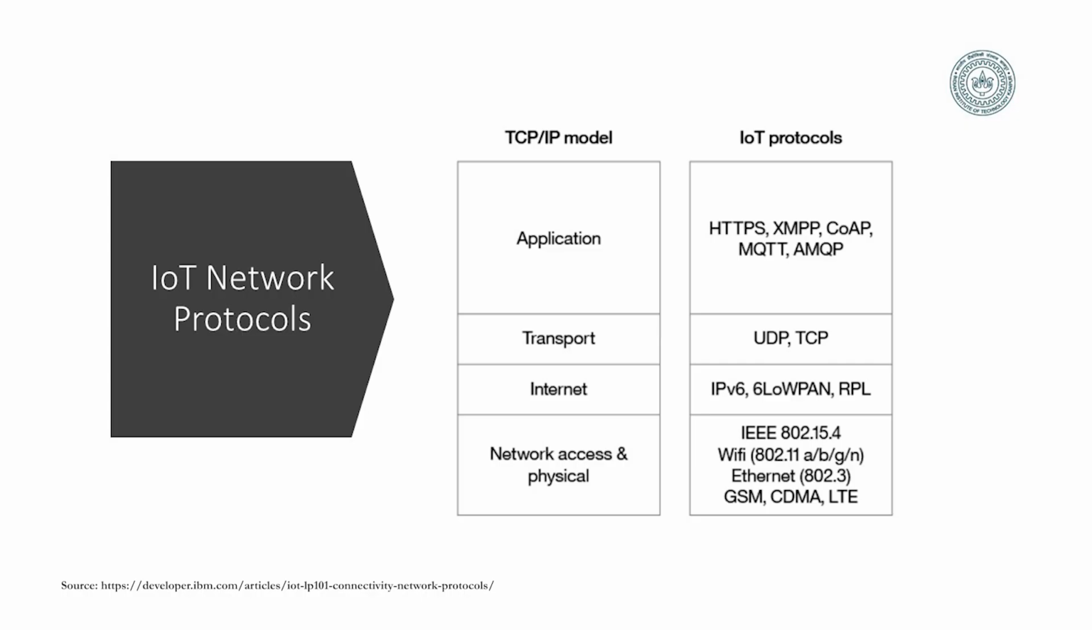And then at the internet layer you use IPv6 or you use 6LoWPAN, RPL. Transport layer, User Datagram Protocol and Transmission Control Protocol. Application layer, HTTPS, XMPP, CoAP, MQTT, AMQP, etc., etc.